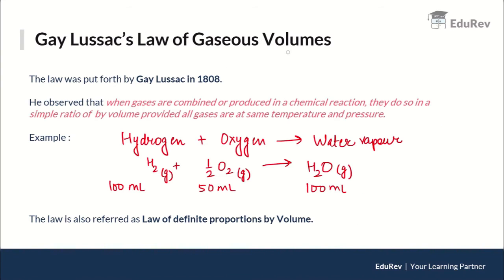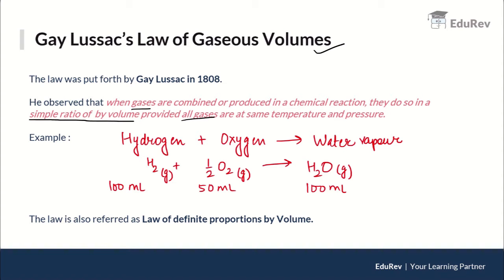Next law is Gay-Lussac's law of gaseous volumes. So he was a scientist and he gave this law. What he stated is that when gases are combined or produced in a chemical reaction, they do so in a simple ratio by volume, provided all gases are at the same temperature and pressure.